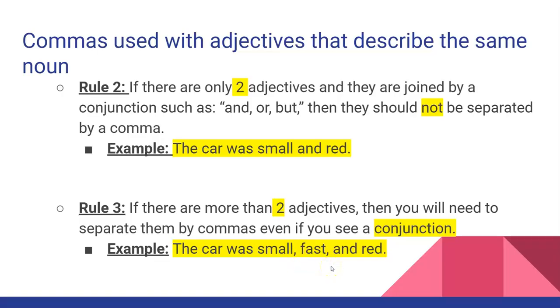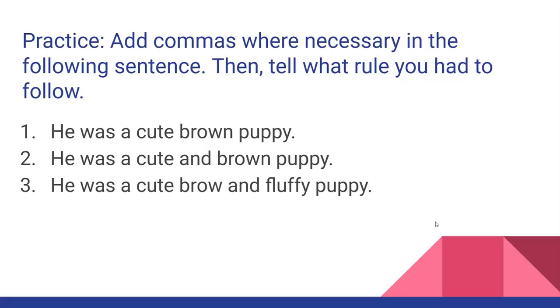Please make sure that you have everything that is highlighted in yellow copied onto your notes, and then you can move on. Last part of our practice here, I want you to add commas where you think they belong in these sentences, and also tell me which one of those 3 rules that we just learned about you had to follow to figure it out. Number 1, he was a cute brown puppy. Go ahead and add commas where you think they belong in number 1 and tell me what rule you had to follow to figure that out.